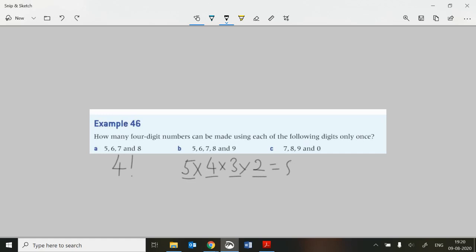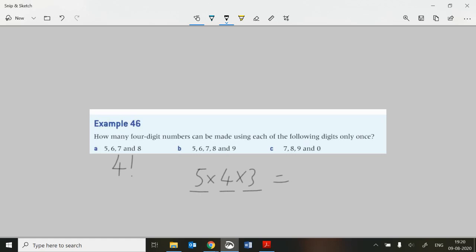Now, why I question myself there just for a moment is because if they actually changed the question and said, actually, we need to make a 3-digit number there, you'd have 5, 4 to go into the second space, 3 to go into the third space, and then we wouldn't be times it by 2 and 1 at the end because we'd only need a choice of 3.